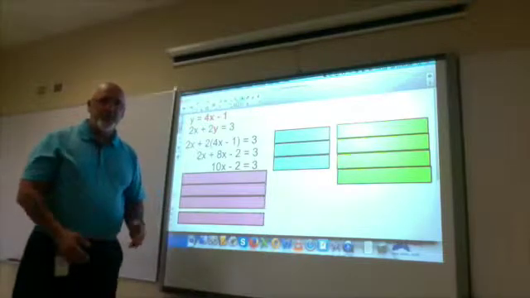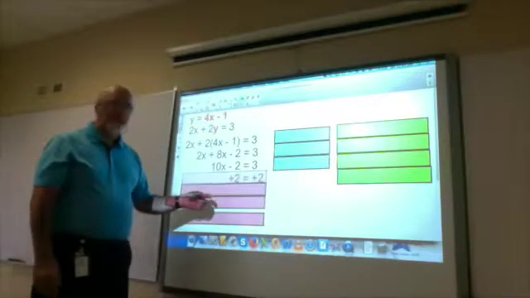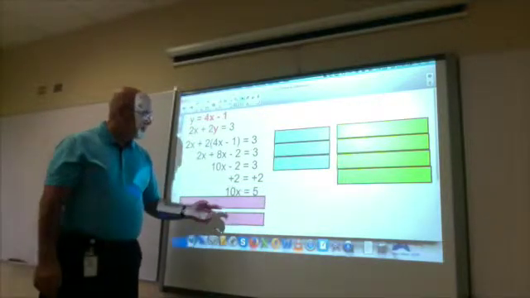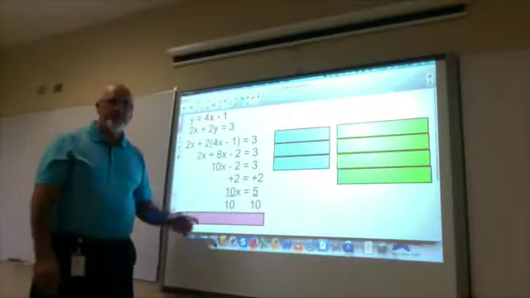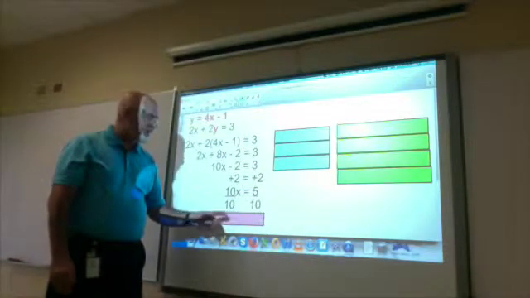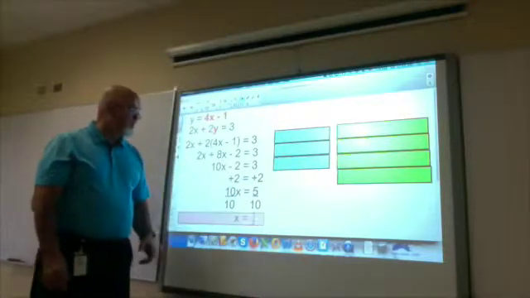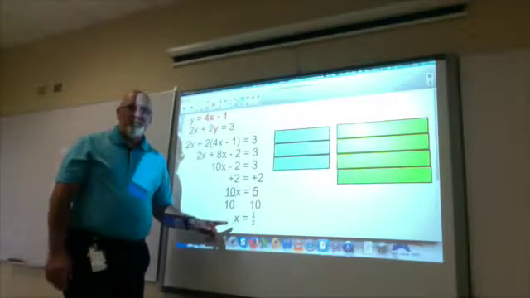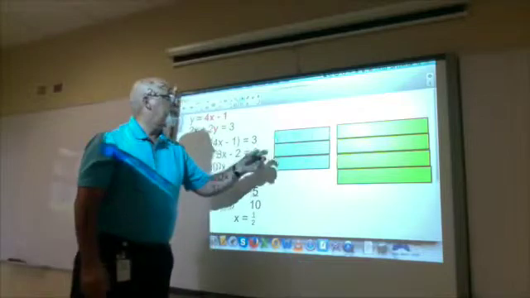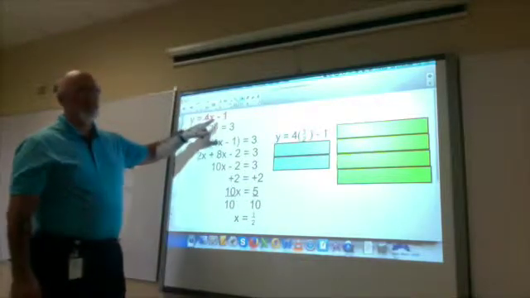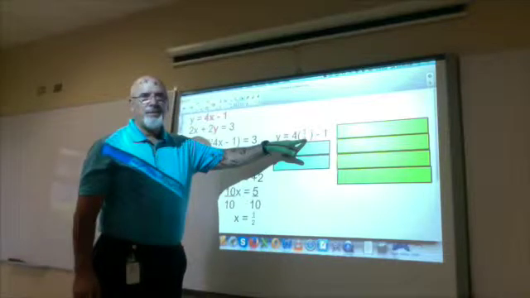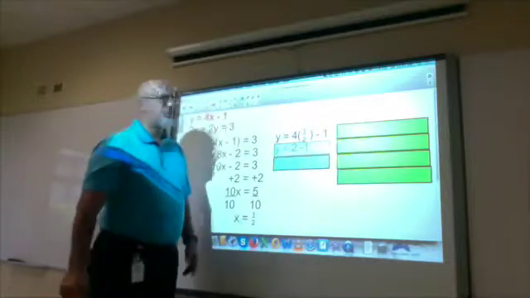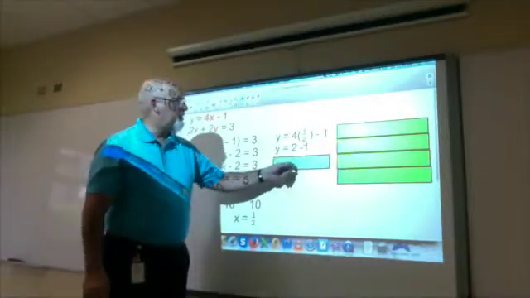Now how do we solve this? We add 2 to both sides, and we get 10x is equal to 5. Divide both sides by 10, and 10 divided by 10, they cancel out, and you're left with x. 5 divided by 10 is 1/2. So we've solved and we've found out what one of the variables is. So we can take that variable, x equals 1/2. We can go back to the original equation, y equals 4x minus 1, and we can put in the 1/2 that we found out that x is. Then we go 4 times 1/2, and we get 2, and 2 minus 1 is 1.